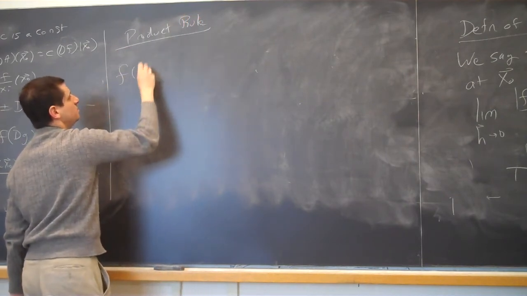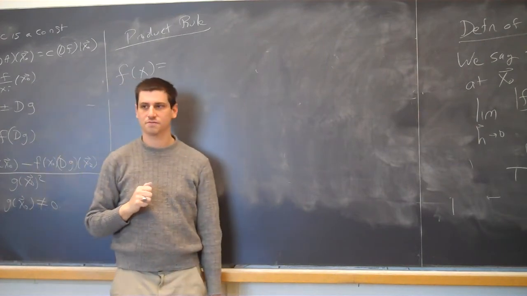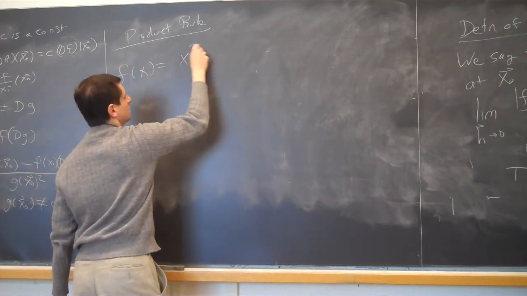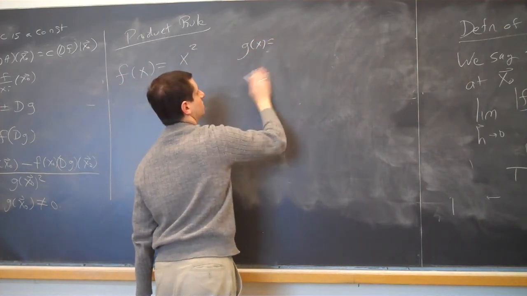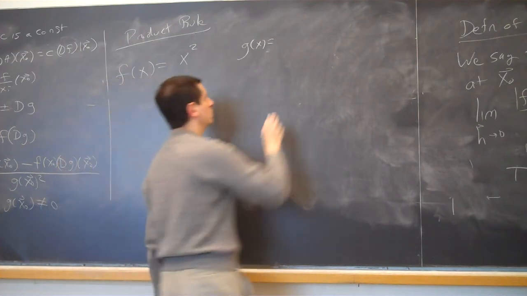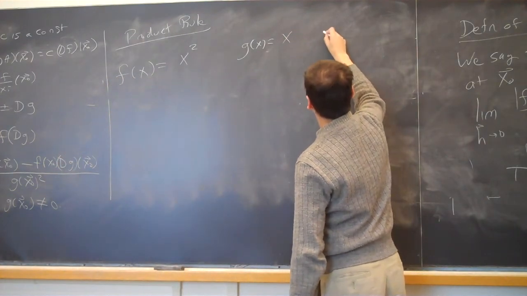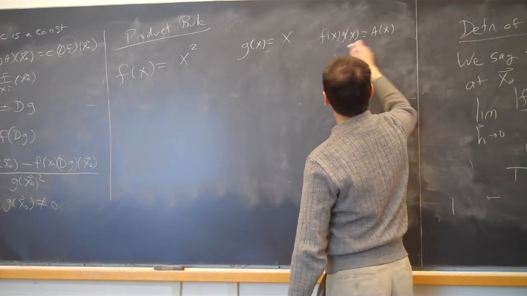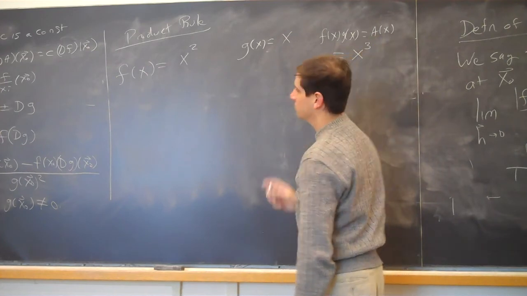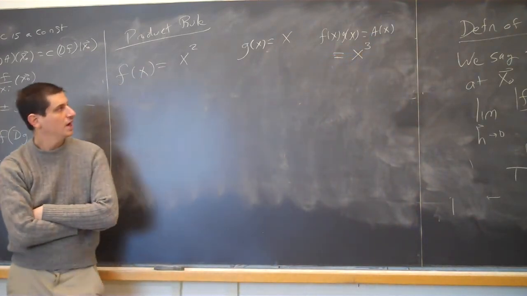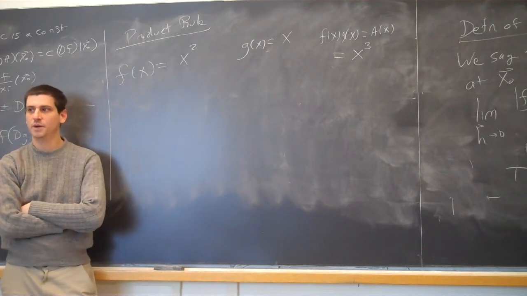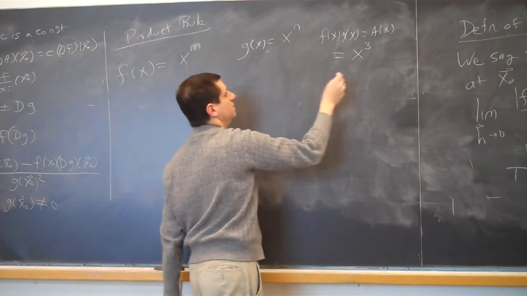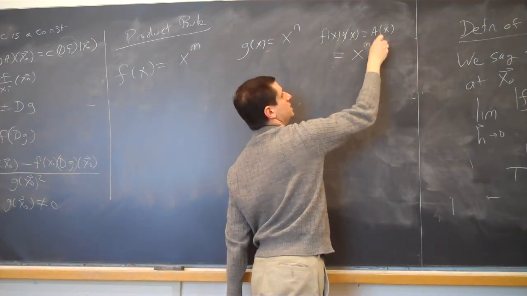Somebody give me a really simple function for f of x. X squared. Somebody give me a good function for g of x. X. Okay. And then f of x times g of x, we'll call that a of x. That would be x cubed. So I could do the experiment for x squared and x, but we can also do it a little bit more generally. Let's look at x to the m, x to the n, x to the m plus n.